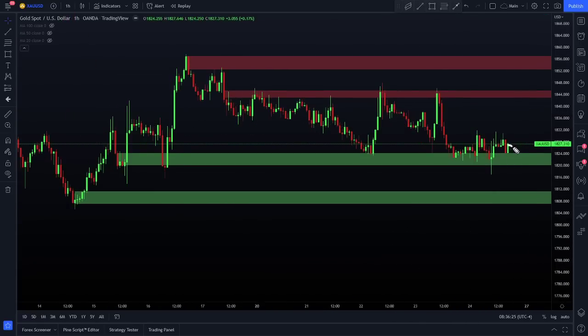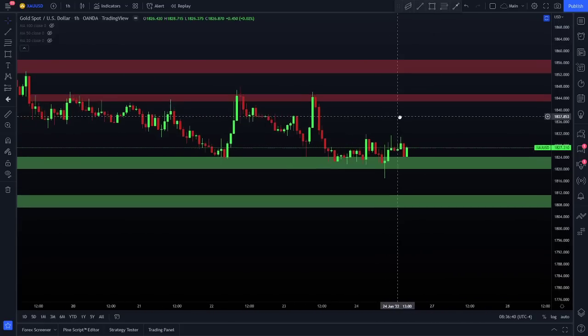Doesn't matter which way. If it breaks to the downside, perhaps there's some momentum here to the downside if the dollar gets strong, things like that. And conversely, if it starts to break 1845, 1850, perhaps there are some break and retest opportunities to look at this week. Of course, we'll probably cover gold on the live streams throughout the week.